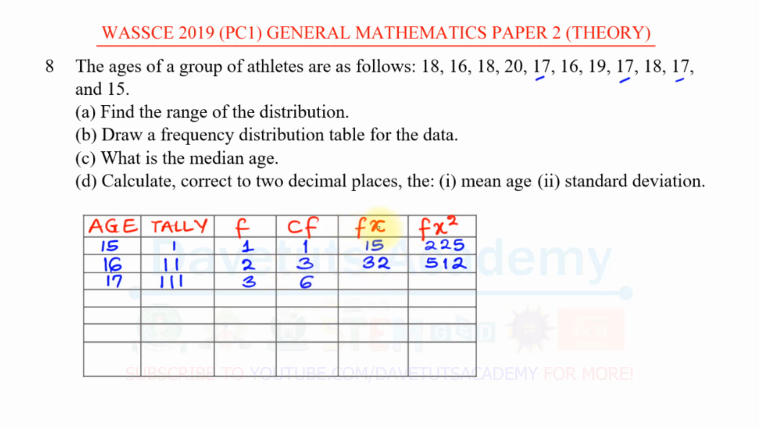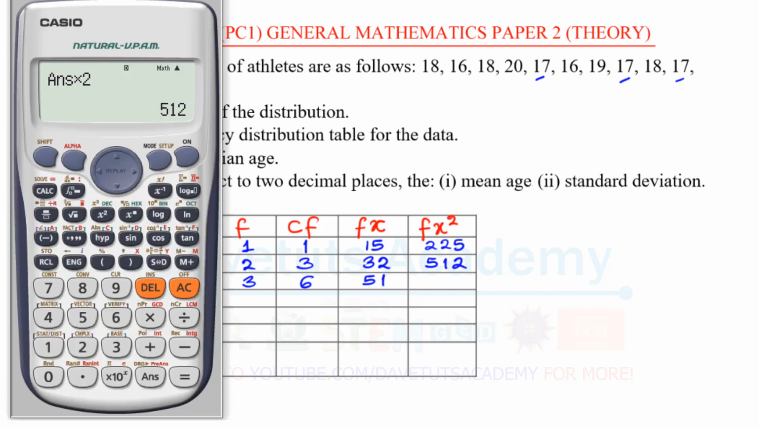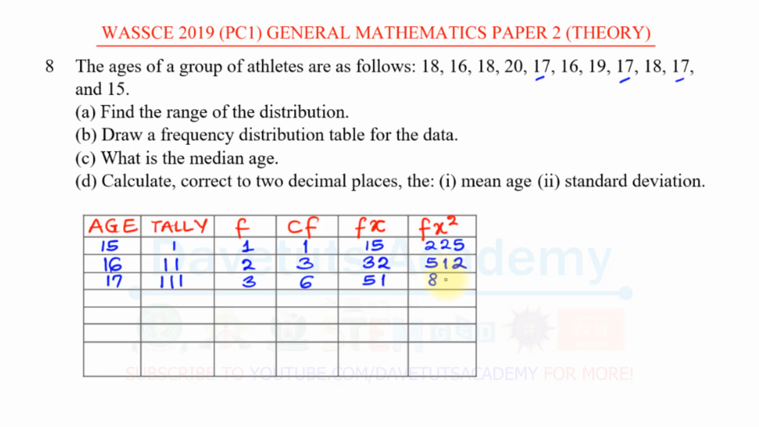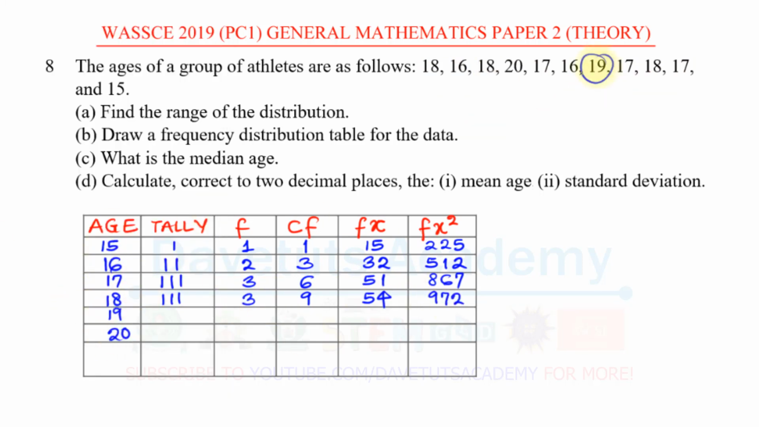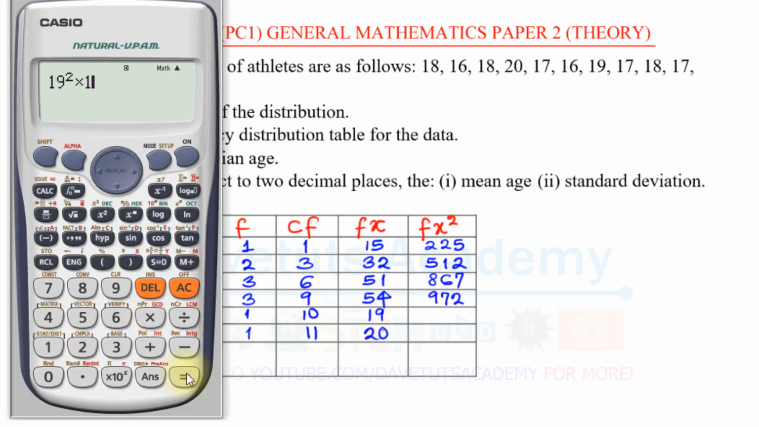Then the frequency multiplied by x, that is 3 multiplied by 17. 3 multiplied by 17 will give us 51. And then we need to find the frequency multiplied by the square of x. So to do that, we say x in this case is 17. So 17 raised to power 2 times the frequency, which is 3. And that is equal to 867. So here we have 867. Okay. So having this guideline, I'm not spinning up this video. But since you now understand how to populate the frequency distribution table, you can just do that on your own.